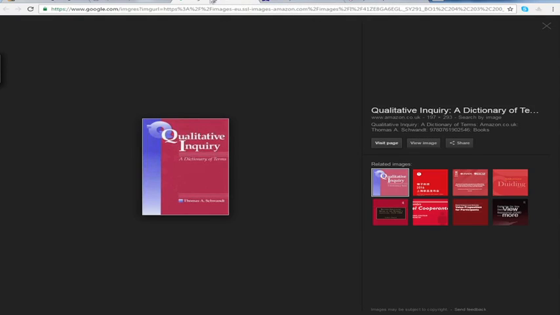There is another book that I will be using, Qualitative Inquiry: A Dictionary of Terms by Thomas Schwandt. It's a very interesting collection of brief summaries of terms that are used often in qualitative research. A brilliant handbook to fall back on. And these are reference books. They are very expensive, but definitely worth a shot.